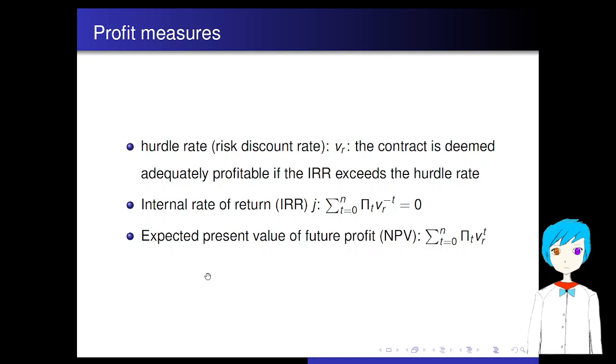The expected present value of future profits is the summation of each element in the profit signature multiplied by v_R to the power t, the discount factor.